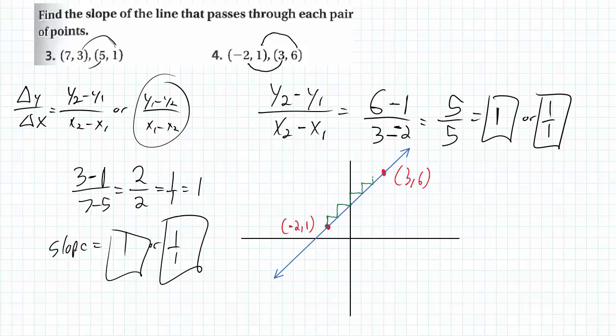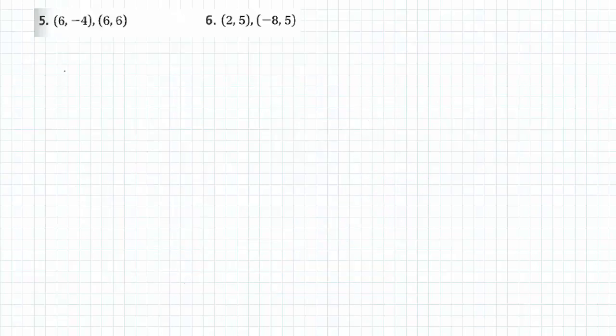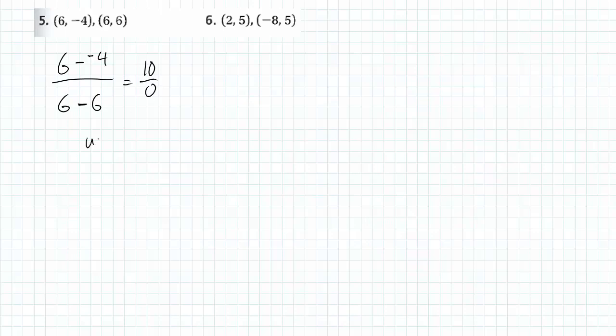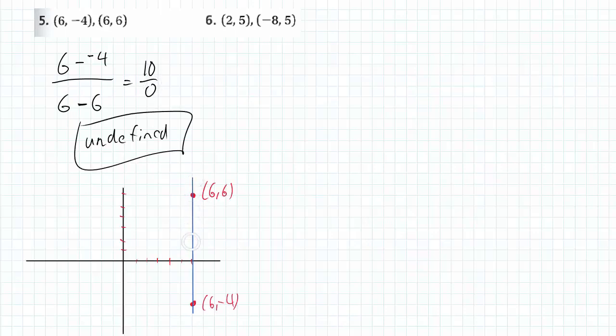Every time I go up 1, I go over 1. Graphing, there's nothing wrong with it. It just takes a little more time, so it's good to know that slope formula. Here I'm going to find the slope between these 2 points. Notice that my change in x is 0, so that's going to be a slope of undefined.